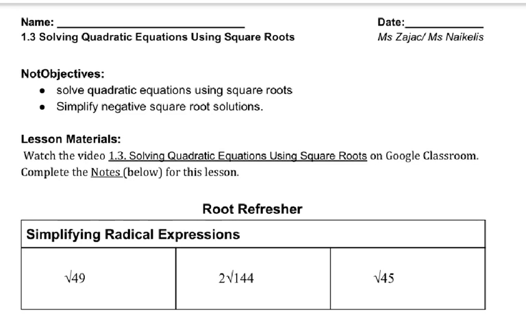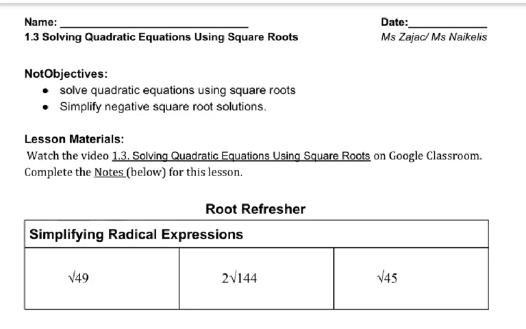So first we have the square root of 49, which is just 7, but it could be positive 7 or negative 7, because positive 7 times 7 is 49, and negative 7 times negative 7 is also 49. So here we have 2 square root of 144, which will be 2 times 12, which is 24.